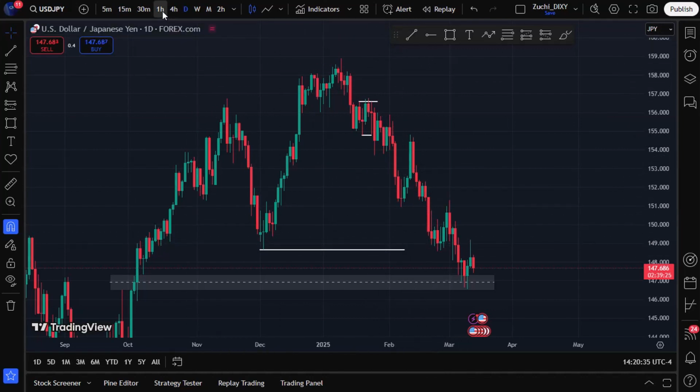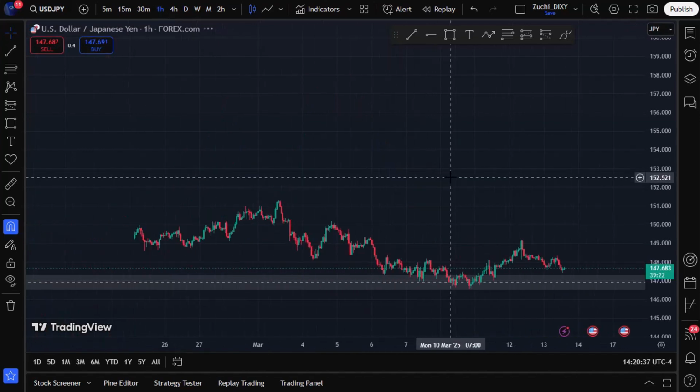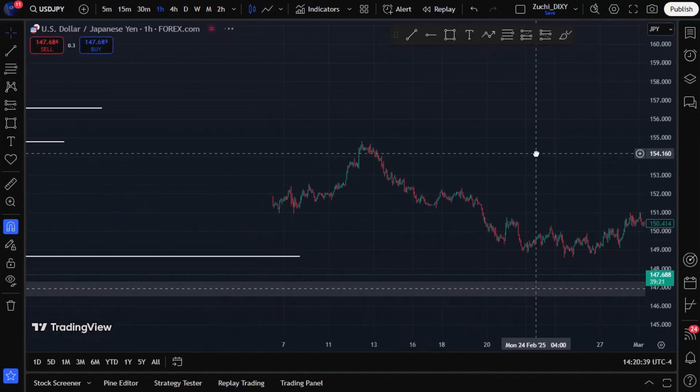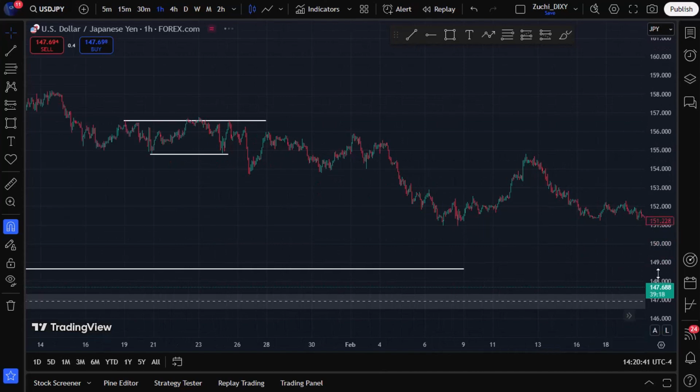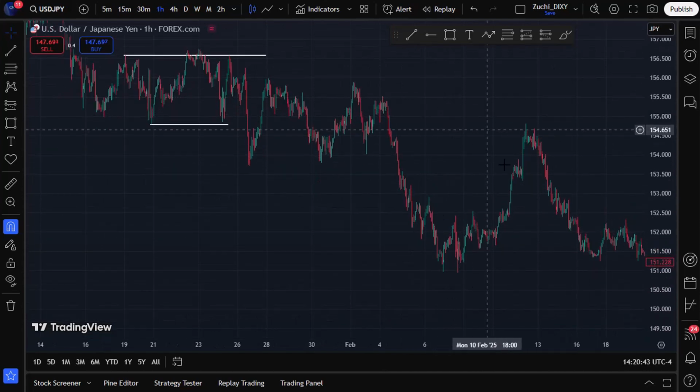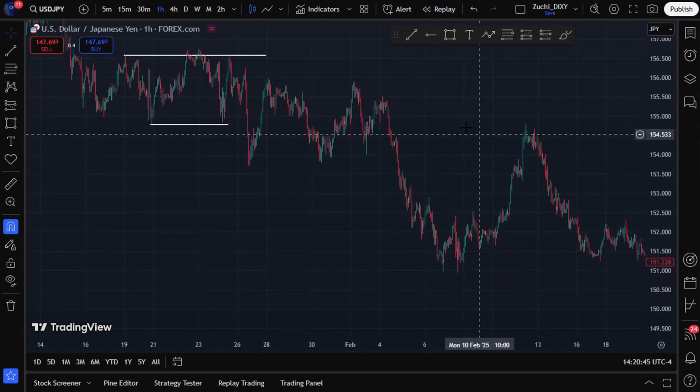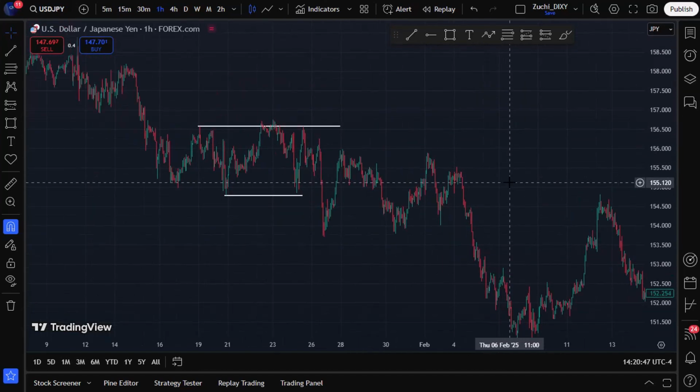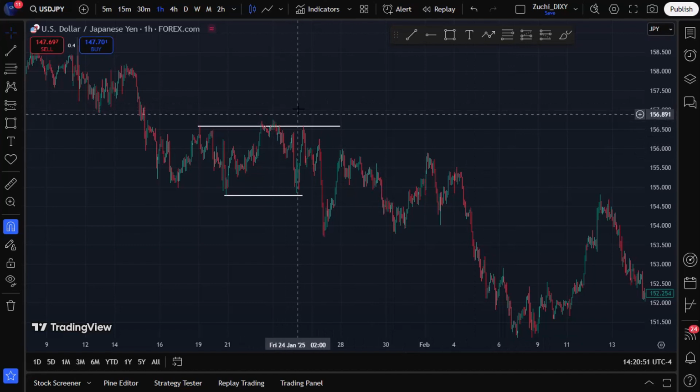Alright, so understanding market structure is important, but knowing how to track it is the most important thing. And how do you know how to track market structure? By understanding institutional order flow. How do you understand institutional order flow? By tracking your highs and your lows.